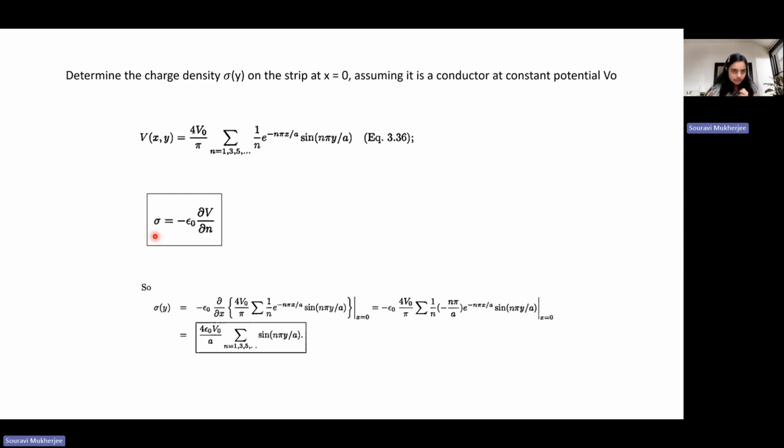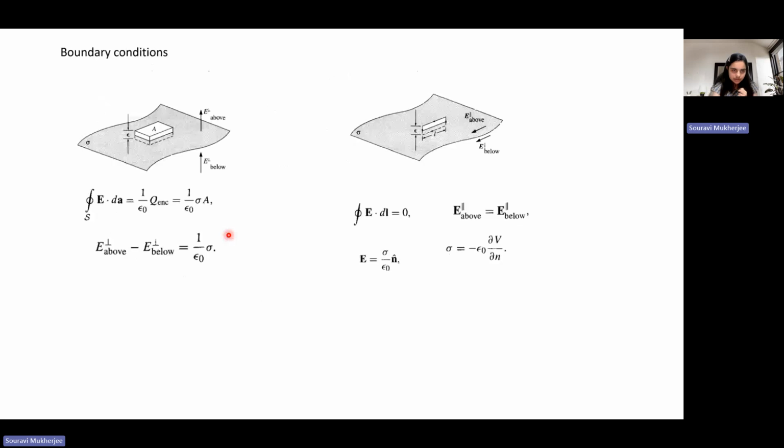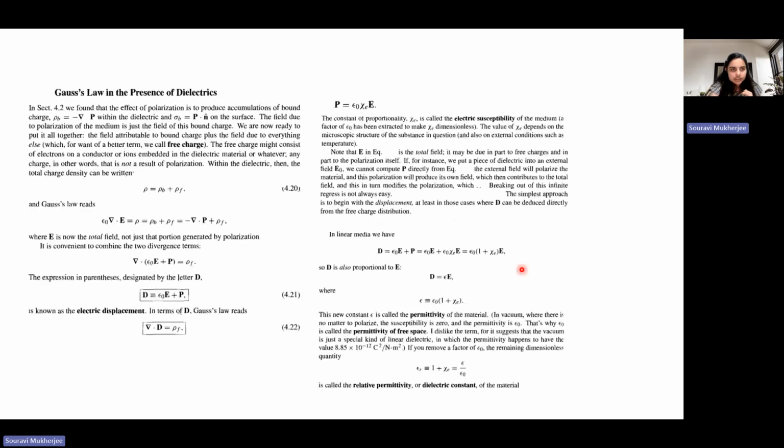This relation came from the boundary conditions that we had discussed, as you can see here. So we did discuss all that.